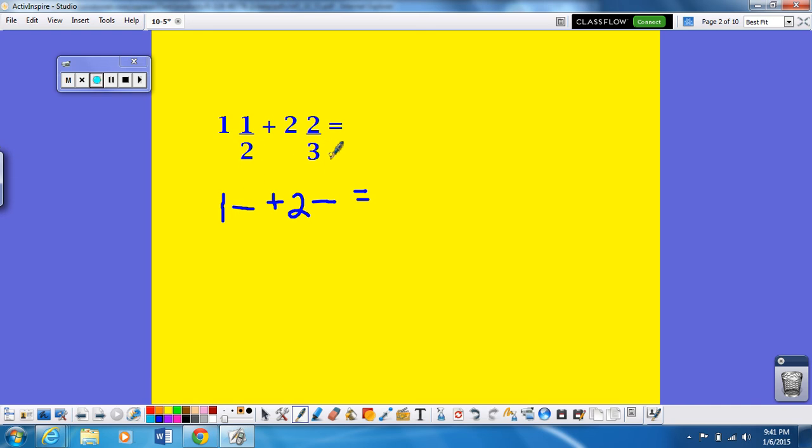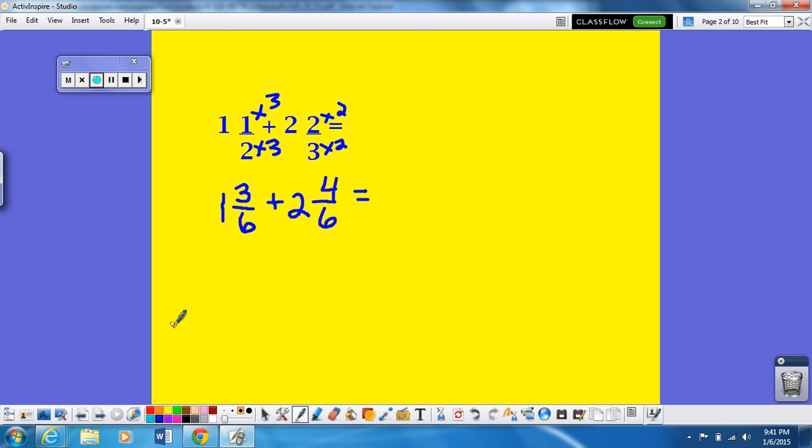So we need a common denominator. So I'm going to use 6 because 2 and 3 both go into 6. 2 times 3 is 6, so that was times 3 to get to 6, which means I have to do times 3 up here. So now we know that 1 1/2 is the same thing as 1 3/6. Let's come over here. To get from 3 to 6, we multiplied times 2, so we've got to multiply times 2 up here.